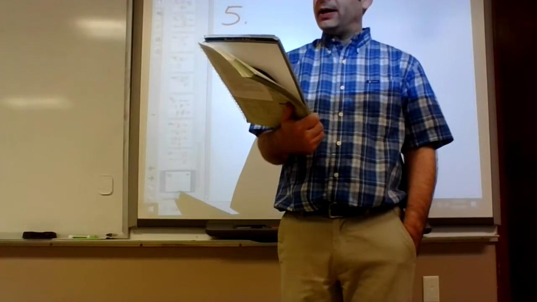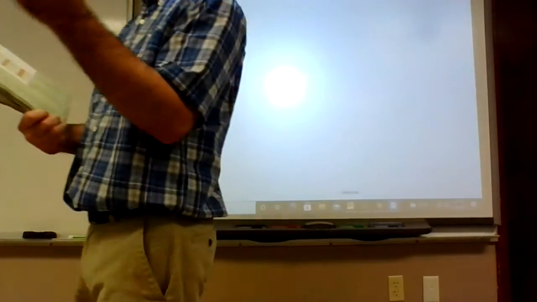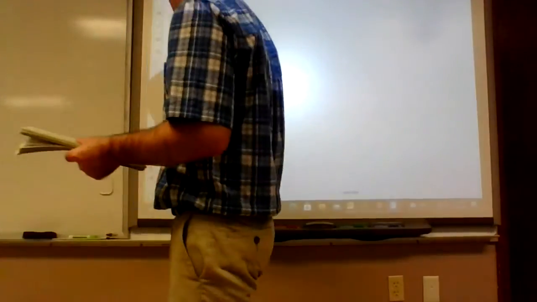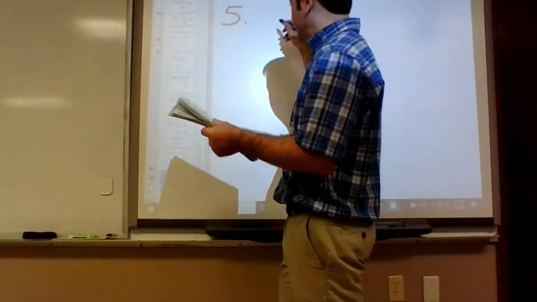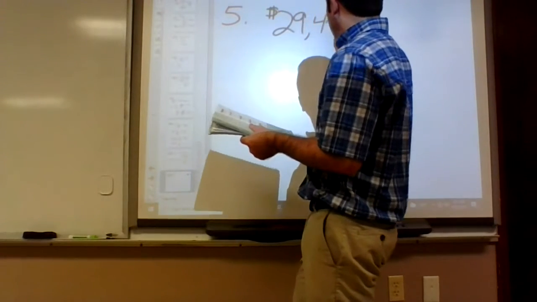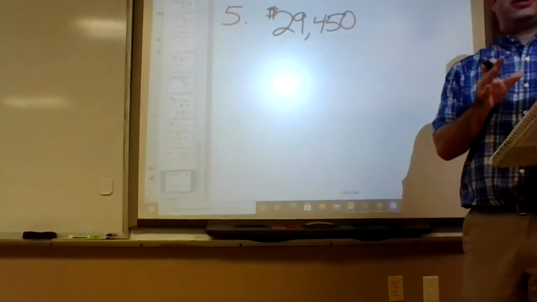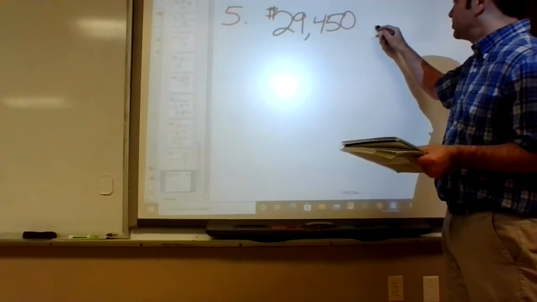Paxton, sit up. All right, number 5. So here's how it works. Whatever you sell. So on 5 they sold something worth $29,450. Sounds like maybe a new car or something. And their commission rate is 14%.